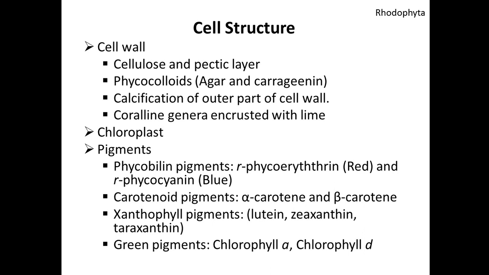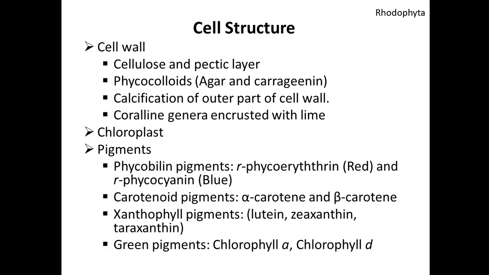Now, chloroplast. Central, that is axial, or peripheral, that is parietal, chloroplasts are also present. In some simple forms, only one chloroplast is present with or without pyrenoid-like structures. Complex forms have small discoid chloroplast in each cell. Now the pigments present in red algae.